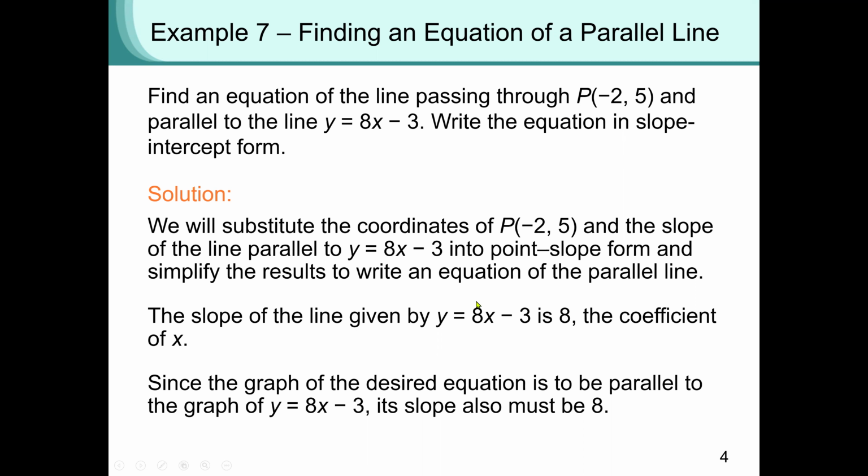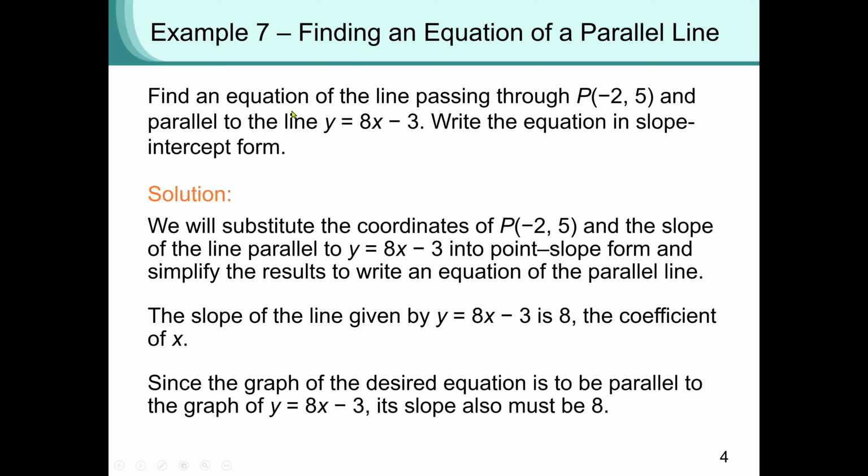So let's go through the steps. Here we're going to substitute the coordinates of P, which are -2 and 5, and also the slope of the line parallel to y equals 8x minus 3. Since that line is 8x minus 3, the slope is 8. That's the coefficient of x. Now, since the graph of the desired equation is parallel to the graph of y equals 8x minus 3, its slope is also 8.